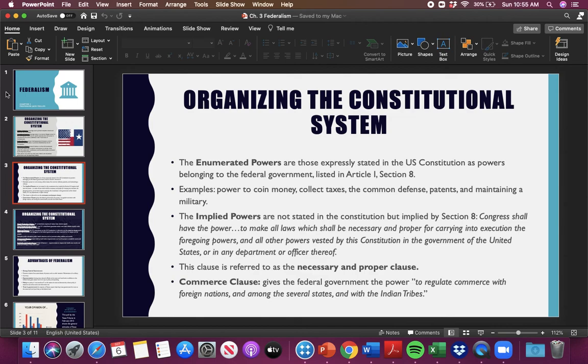So make sure you know on this one, make sure you know the enumerated powers and the implied powers and the differences there, because I definitely will ask you about those.